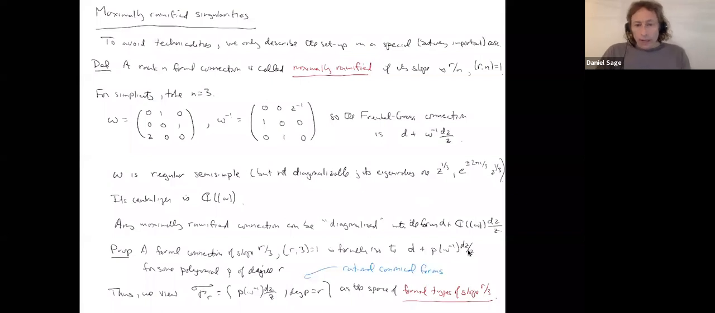In other words, I've just shown you how to write down a rational canonical form of such a matrix. So here is a way of writing down this connection without introducing roots, as the Levelt-Turrittin form does. So now I can look at the space of rational canonical forms for these maximally ramified connections of slope r over 3. So that's what the r is coming from. And I'm going to view this thing, so just the connection, but without the d, as the space of formal types of slope r over 3.